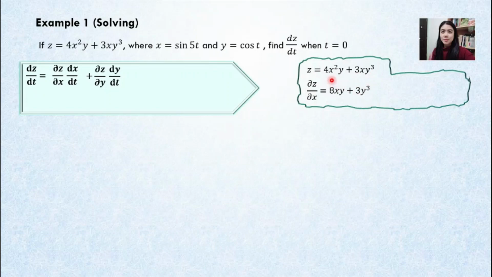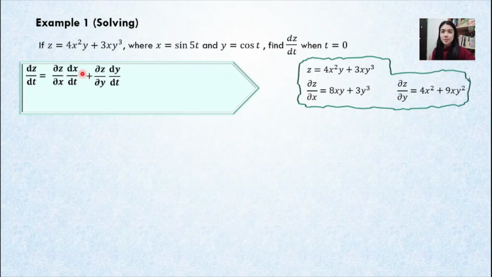The next thing is you need to find ∂z/∂y. So for ∂z/∂y, you focus on y and treat x as constant. Differentiate y, you get 1. So 1 multiplied with 4x squared, so you have 4x squared. Then differentiate y cubed, so you have 3y squared. 3y squared multiplied with the constant 3x gives you 9xy squared.